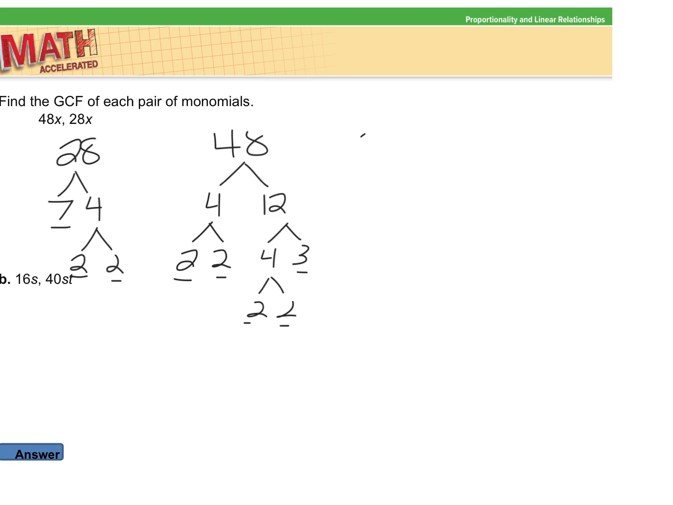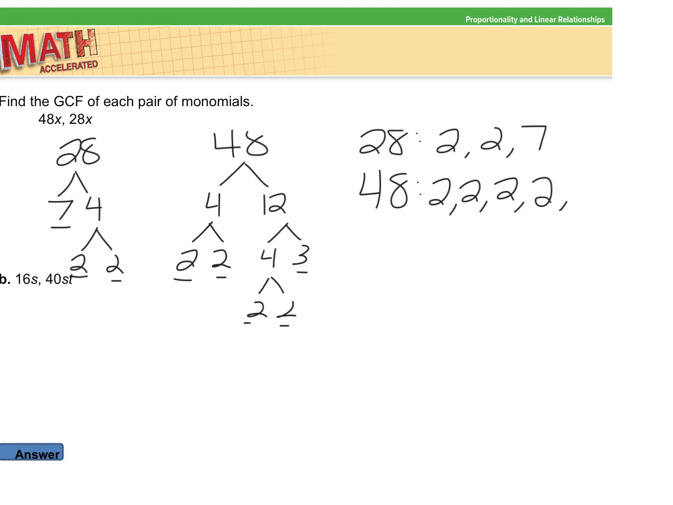Line them up, right? Make your list. 28, what were the ending numbers we had? Yep, 2, 2, and 7 was 28. What about 48? What were our ending numbers? How many 2s we got? 4 and then 1, 3. Okay, is everyone okay up to the part where we make the list? Okay, what do we look at now?